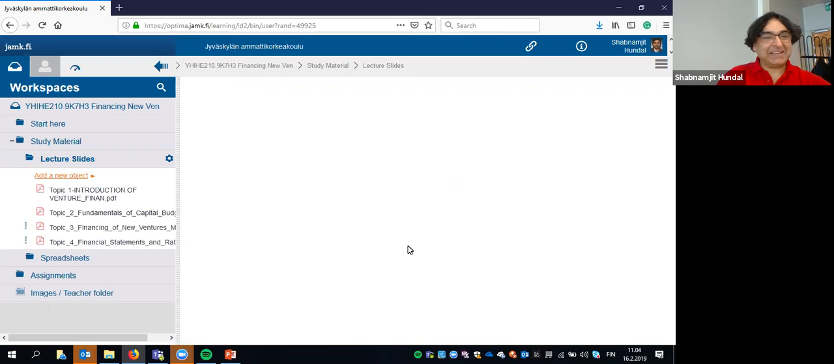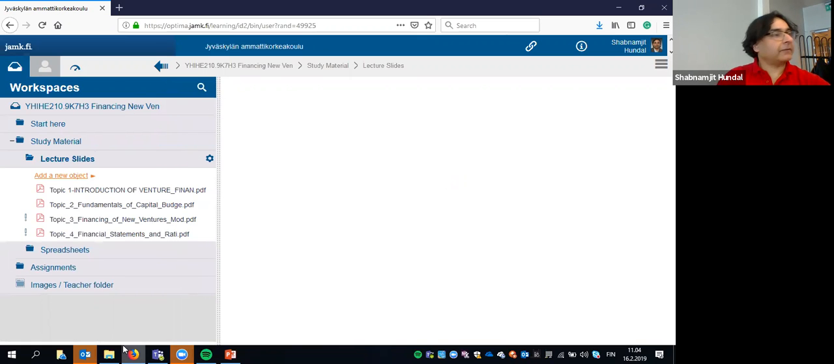Because we are in Optima, if you go to your course link, you can see that you have the 4 topics. The first 2 topics we discussed on Friday and Saturday last week. Yesterday we discussed the financing of new ventures, which are the new sources. And today, a major part of the discussion will be based on the financial statement analysis, the ratio analysis, basically. I have already uploaded this topic in Optima in your slides, you can see.